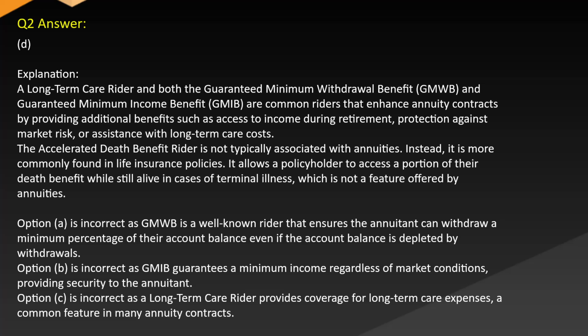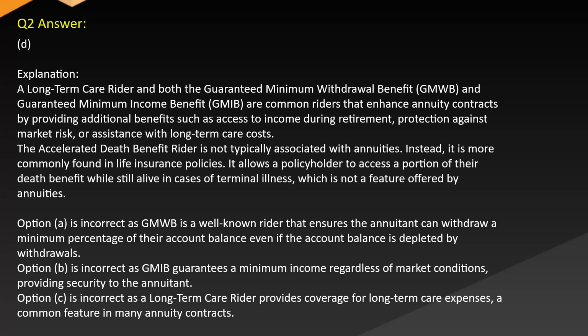The accelerated death benefit rider is not typically associated with annuities. Instead, it is more commonly found in life insurance policies. It allows a policyholder to access a portion of their death benefit while still alive in cases of terminal illness, which is not a feature offered by annuities.